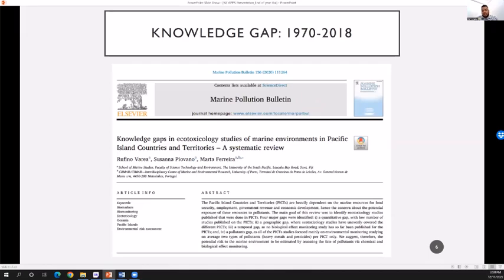In 2020, I published a review paper titled Knowledge Gaps in Ecotoxicology Studies of Marine Environments in Pacific Island Countries and Territories. And here we discussed the number of pollution-related scientific studies between 1975 and 2018 that were being conducted in Pacific Island countries and territories, and what the output contributions look like on a regional scale within Oceania. As a whole, Oceania, that includes Australia and New Zealand, we looked at two of the largest scientific databases that index published studies, Scopus and Web of Science.